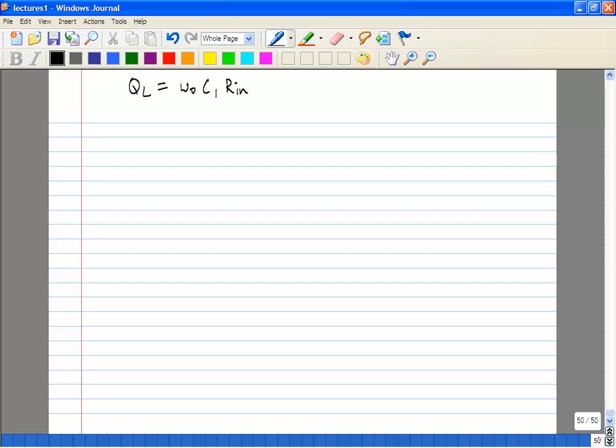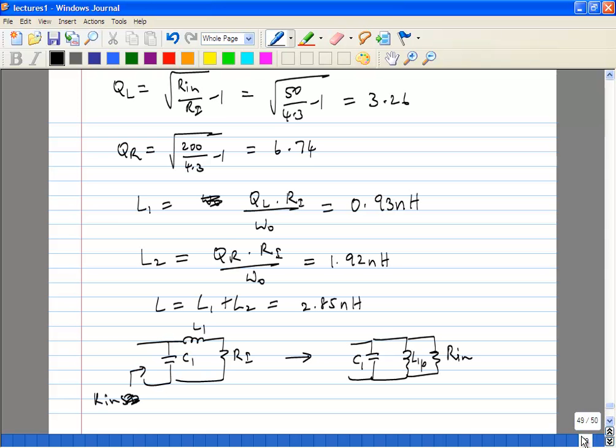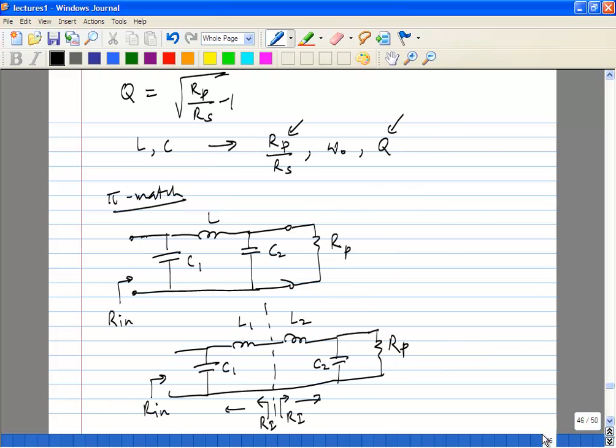Right? Yes. We calculated the inductance. Yes. So we had one series network and one parallel network. Okay. Let's go back to page 46.